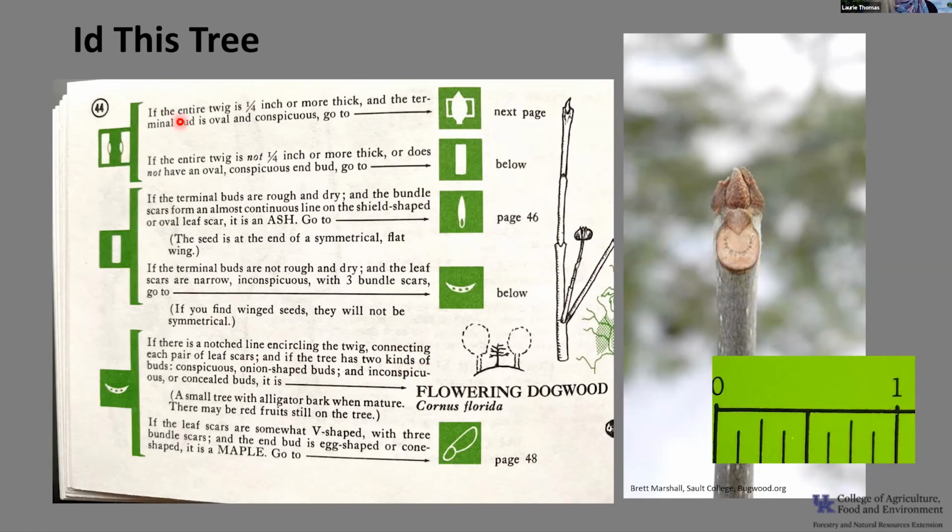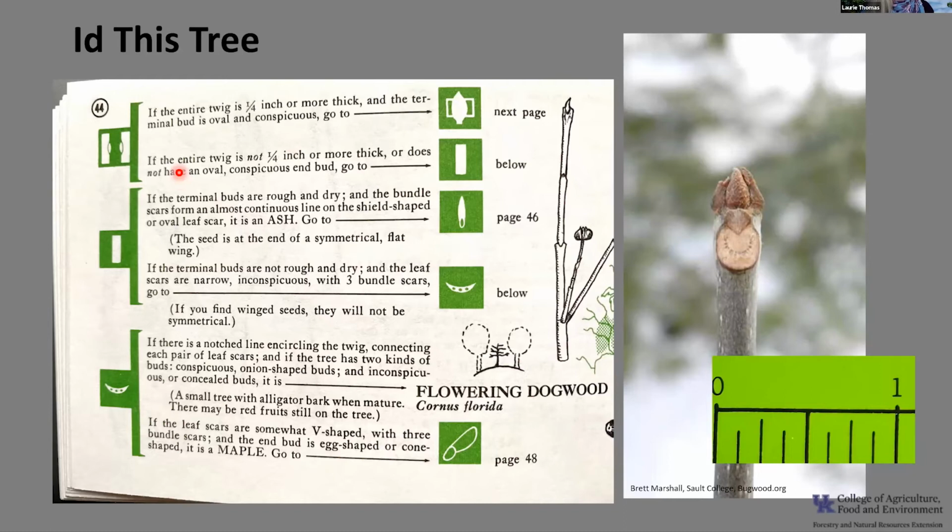And so now it's asking us a little bit more about our twig, about how big it is, because this can be important. Some twigs are going to be much thicker and bigger, especially if they have big compound leaves, than something like a dogwood, which has a very small leaf. So it asks if the entire twig is 1/4 of an inch or more in thickness, and the terminal bud is oval, and that means there's just one terminal bud and conspicuous. We want to go to the next page.